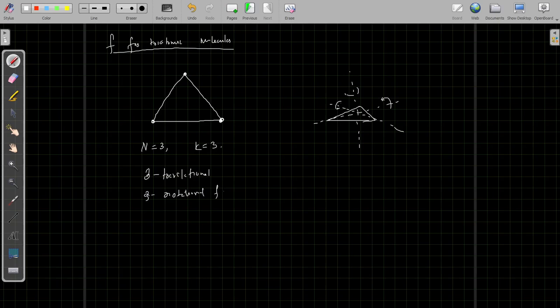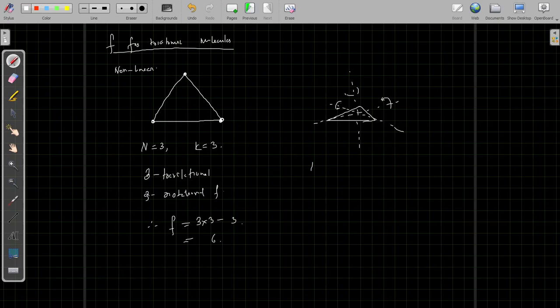So total F would be 3 into 3 minus relation, which is 3. So 9 minus 3, that gives me 6 degrees of freedom. Okay? Yes, sir. These are the cases for non-linear. Remember, non-linear like this.